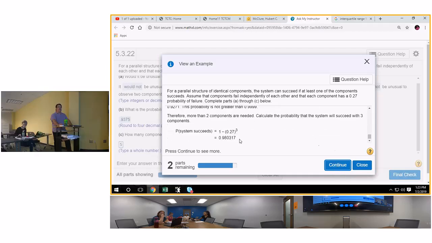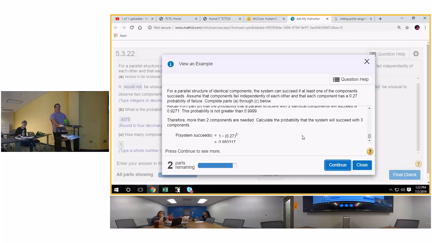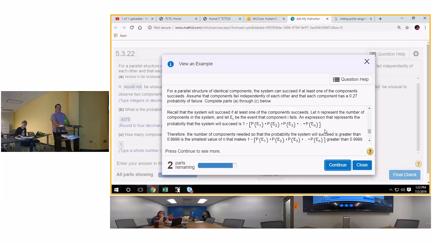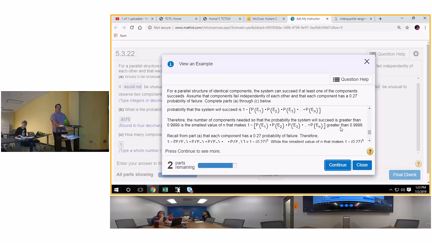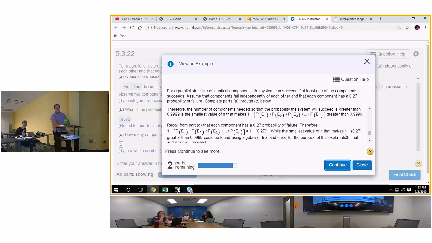Never covered it. See, there it is right there. Okay, they're doing trial and error. I knew you couldn't do that because you'd have to use the natural log to solve this equation right here. So what they're telling you is to punch in 2 successes, then 3, 4, 5, and 6 until you get this by trial and error.